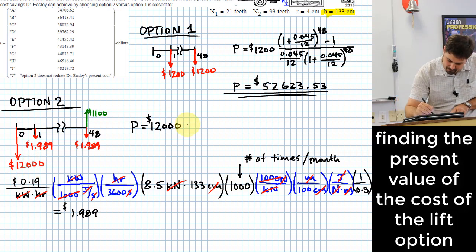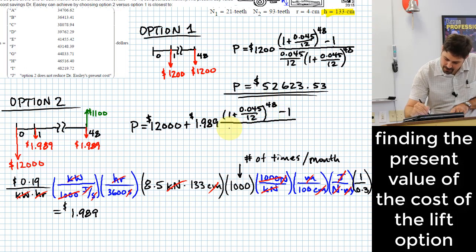Then what? Plus the 1.989 times 1 plus our interest rate monthly, taken to what? 48 minus 1. Down here I have 0.045 over 12 times 1 plus 0.045 over 12. This taken to the 48.